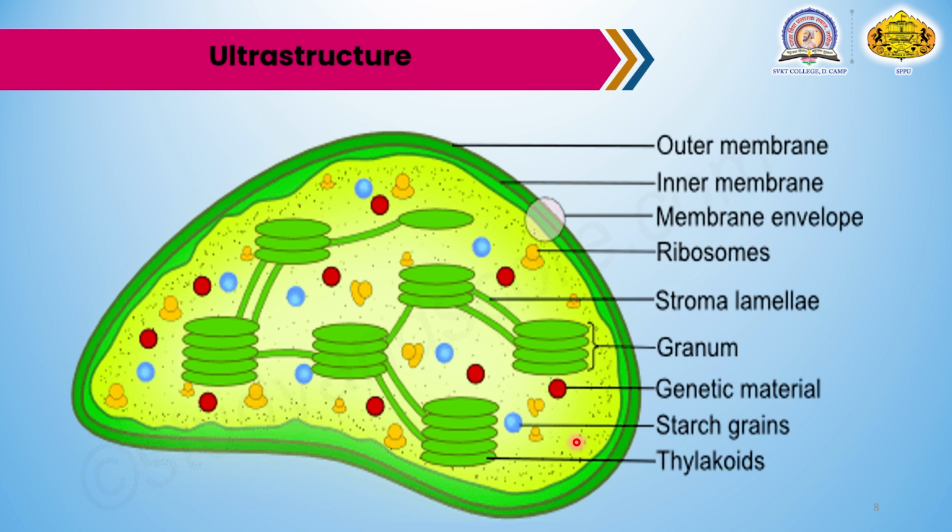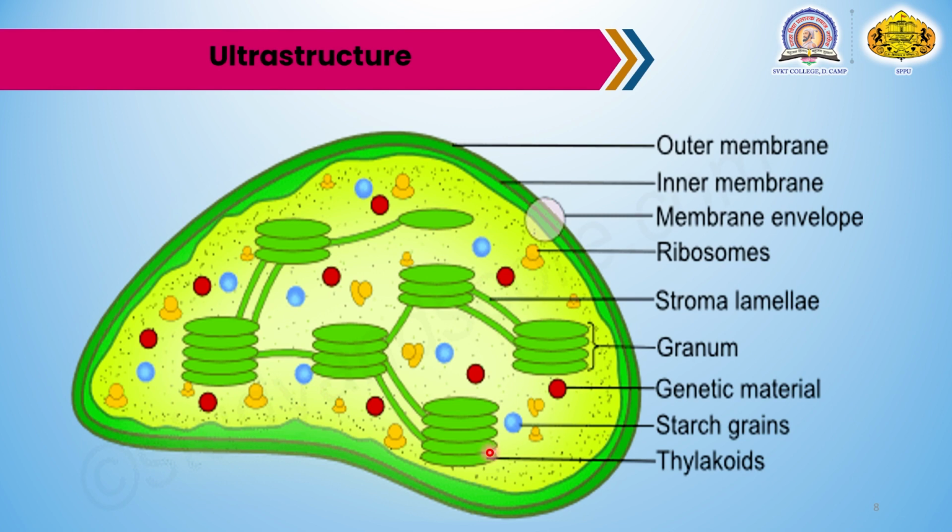The thylakoid is a sac-like structure. It consists of flattened and closed vesicles arranged as a membranous network. It shows the membranous network between these two thylakoids.